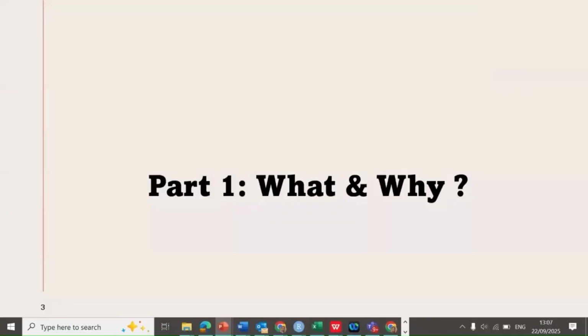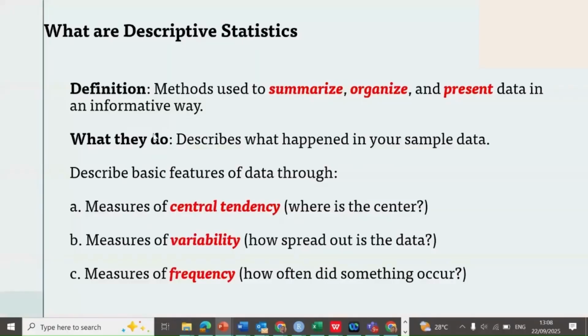Okay, so part one is what and why. Let's see what descriptive statistics is. Descriptive statistics, by way of definition, are methods used to summarize, organize, and present data in an informative way. So when you have your data sets, you want to summarize them and then organize them in ways that are understandable and interpretable by your audience, and then you can present the data in a way that is informative.